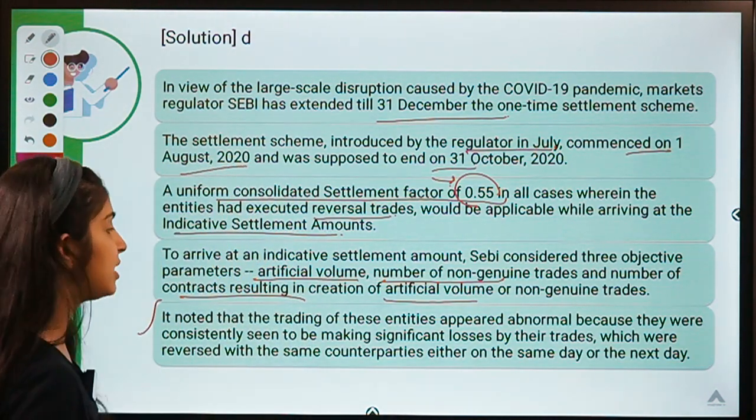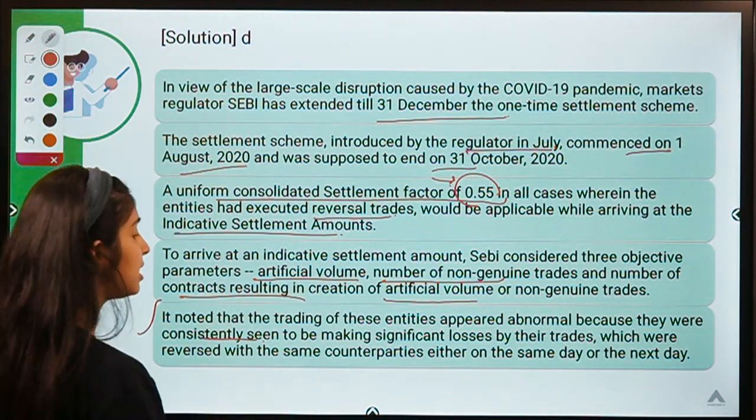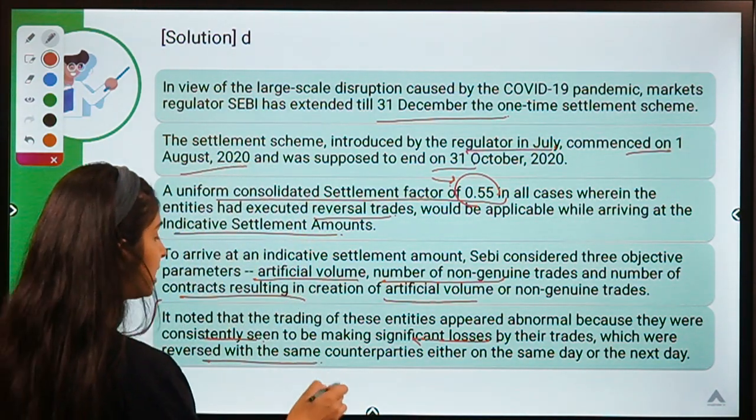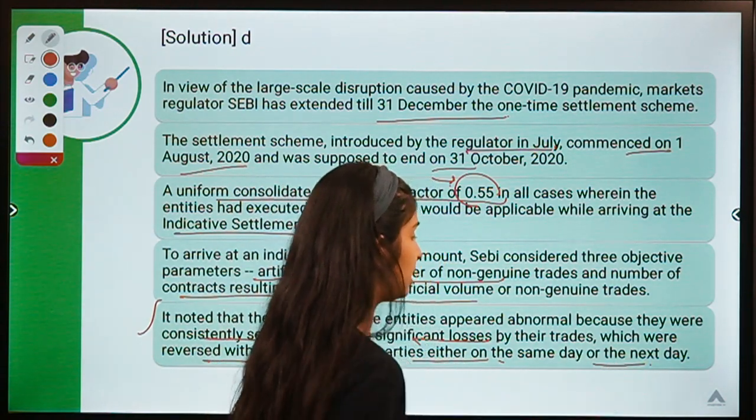It was noted that trading of these entities appeared abnormal because they were consistently seen to be making significant losses by their trades, which were reversed by the same counterparties either on the same day or the next day, right?